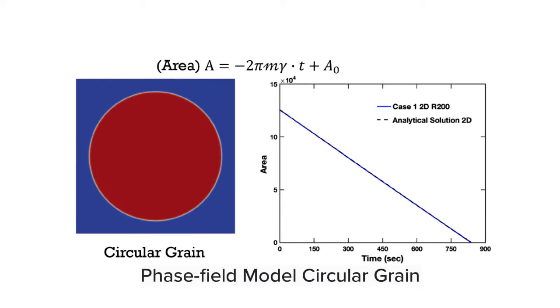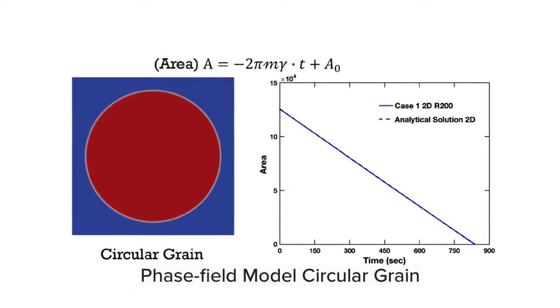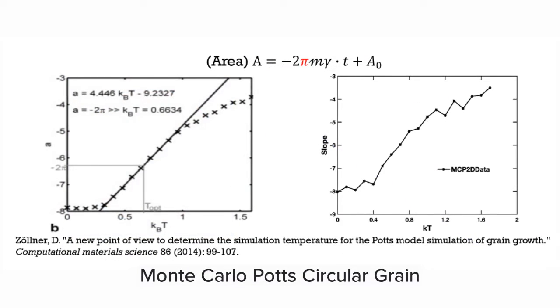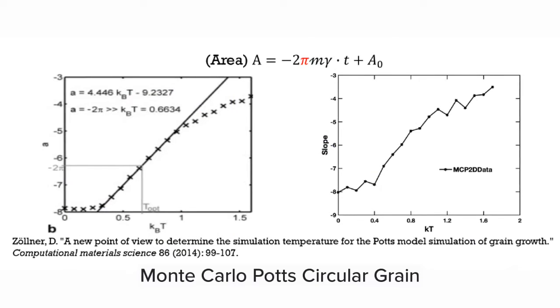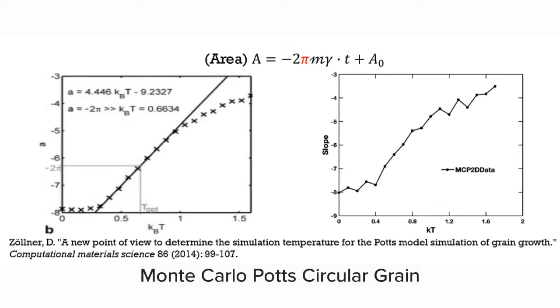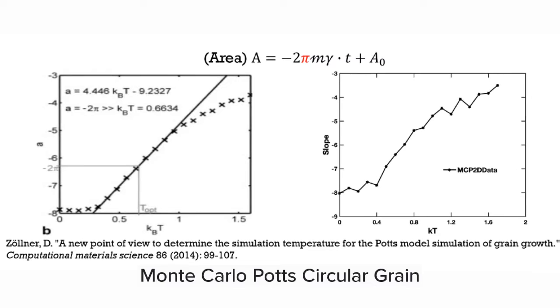The formula at the top is the way we calculated the area. The phase field model connects with the analytical solution in 2D quite well. With the Monte Carlo plots, using the same function of area, we compare the Zöllner graph shown on the left to our graph. It matches quite well. It varies a bit because of the points that were chosen.